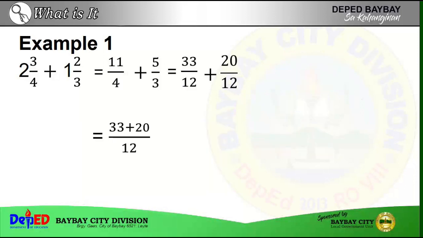Now we can easily add the fractions since they are similar. 33 plus 20 over 12. So 33 plus 20 is equal to 53. Then copy the denominator 12, or 4 and 5 over 12.